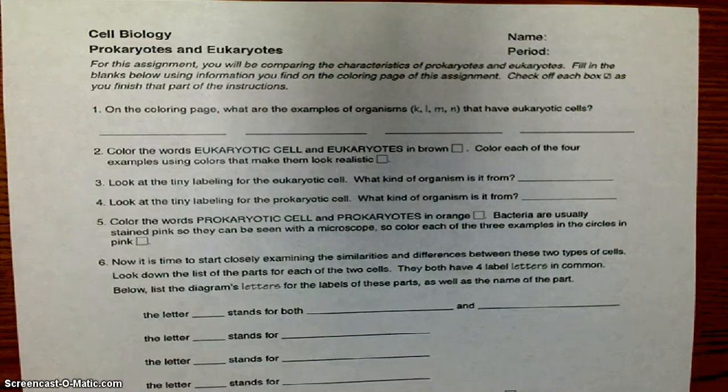The directions for this assignment: you will be comparing the characteristics of prokaryotes and eukaryotes. Fill in the blanks below using information you find on the coloring page of this assignment. Check off each box as you finish that part of the instructions.